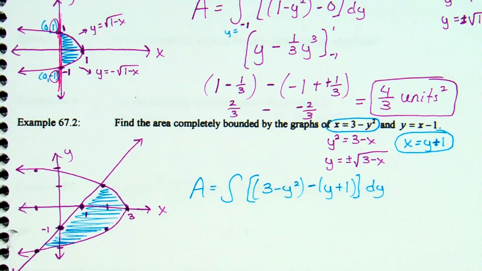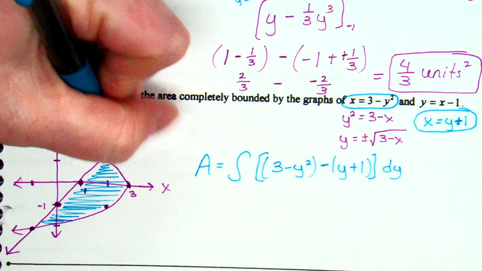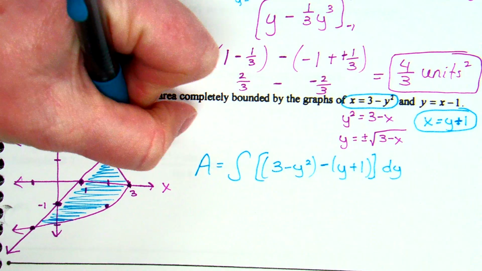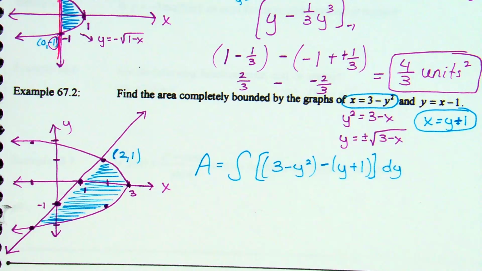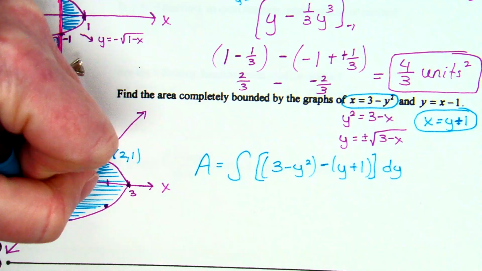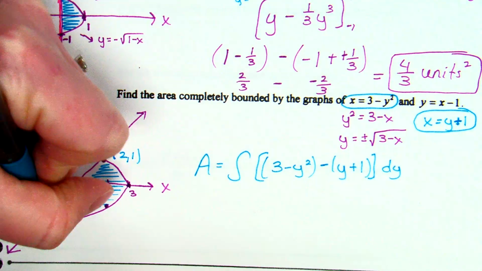Now, boundary values. I need my A and B values. Okay, so we need to know our intersection points. I kind of set up my graph so I'm ready to go with those. But if you didn't, your calculator can help you, right? So my intersection points. The top one is at the ordered pair 2, 1. My bottom one is at the ordered pair -1, -2.